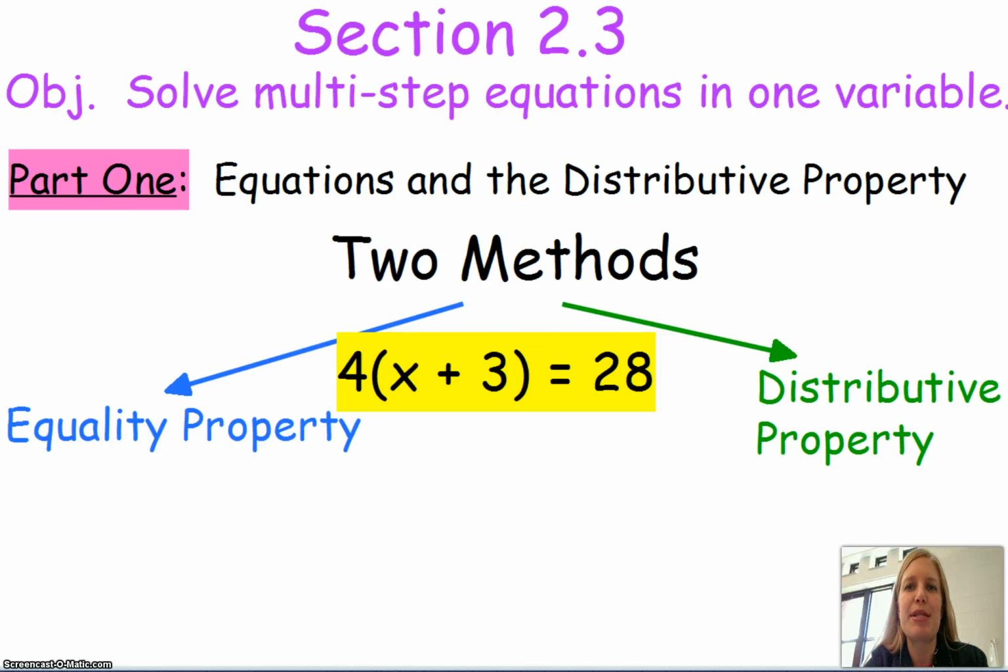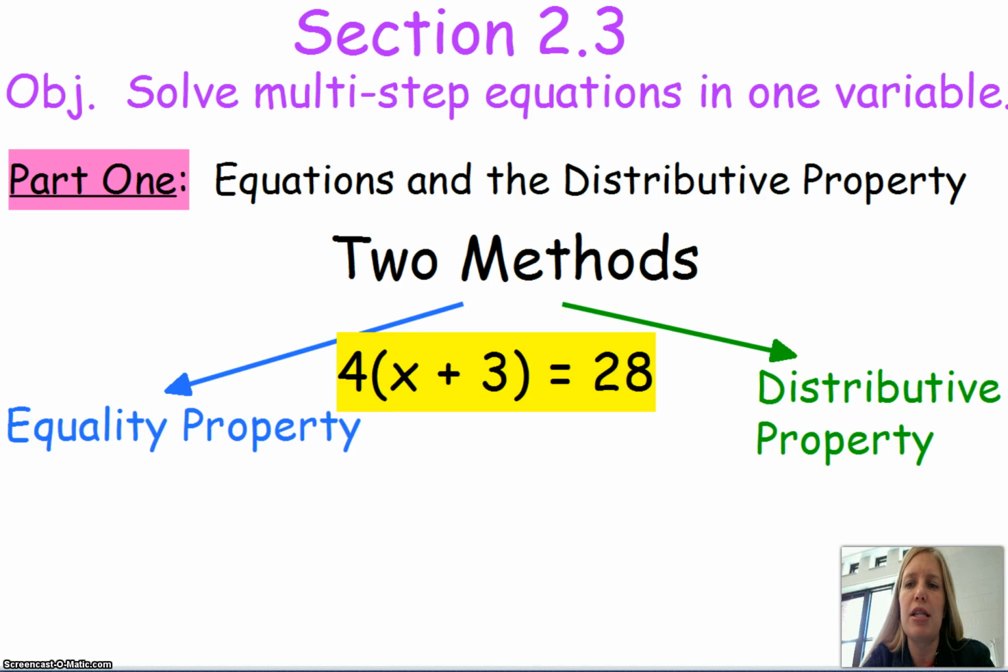Hi guys, today we're going to do section 2.3, and like I was saying in class, it's going to build upon sections 2.1 and 2.2 that we've already done. So up at the top, section 2.3, we're going to be solving multi-step equations, and I think we have about 4 parts in this lesson, so it's a little lengthy.